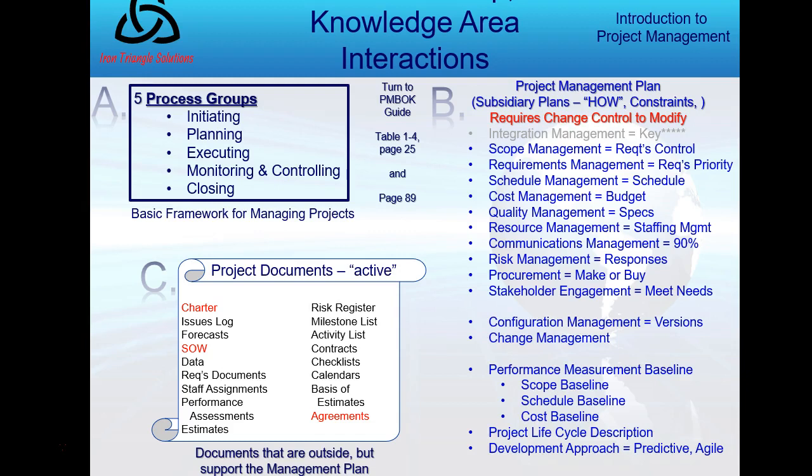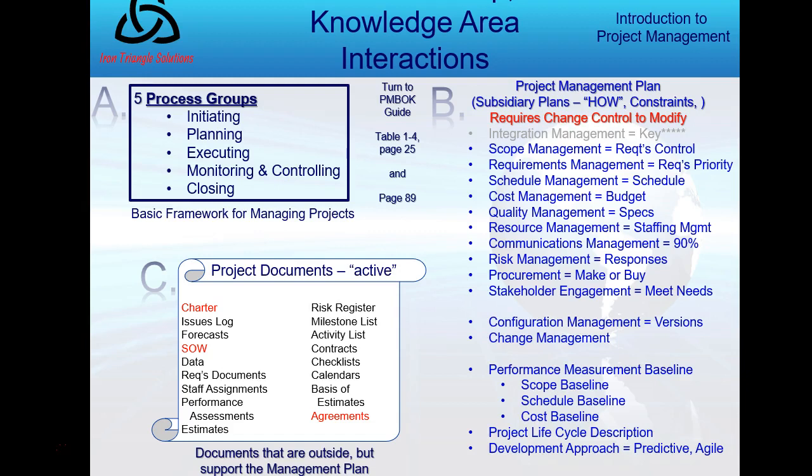So that's A and B, and then we're going to have documents. These are documents I largely can change, or they're active without change control. There are three exceptions: the charter, the statement of work, and agreements or contracts. Those I can't really change. But the rest, my activity list, as I learn of an activity I can add to it, I don't need change control for that. As I gain new estimates, I don't need change control for that.